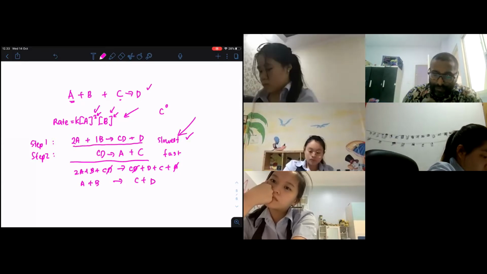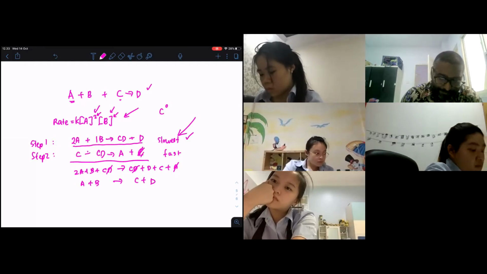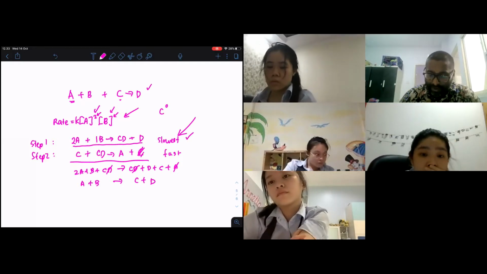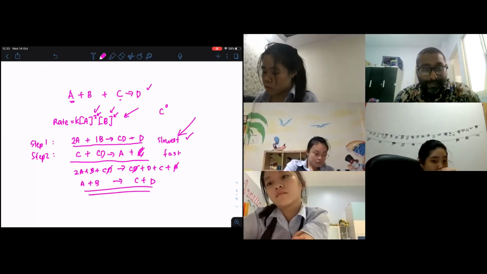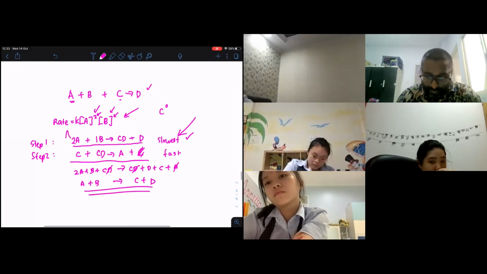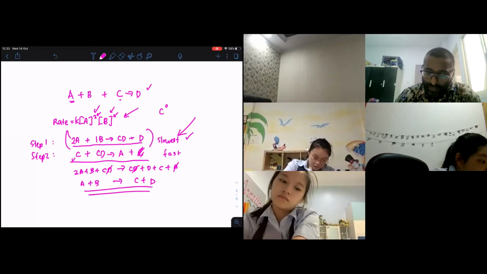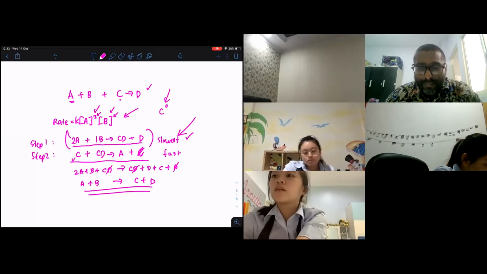Okay, there's no C. So now let's say I rearrange. I put the C here. So if I put the C over there, I know that if I add all of them here, you are still going to get the same thing. So what is going to be my slower step? My slower step is still this. So the fast step is C. C is still a reactant, but it is not in the slower step because it is 0 order.